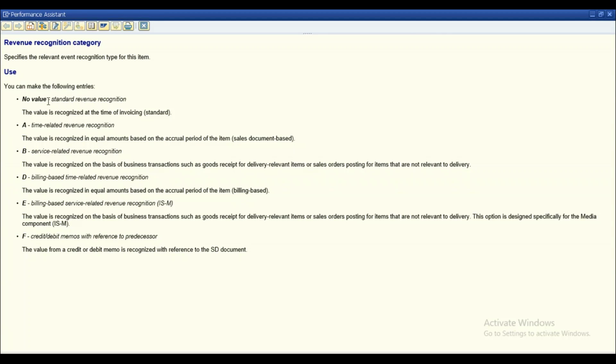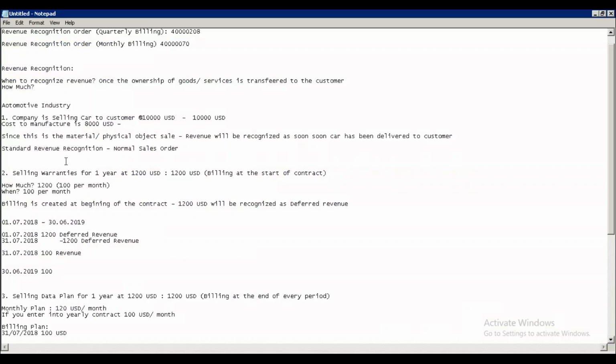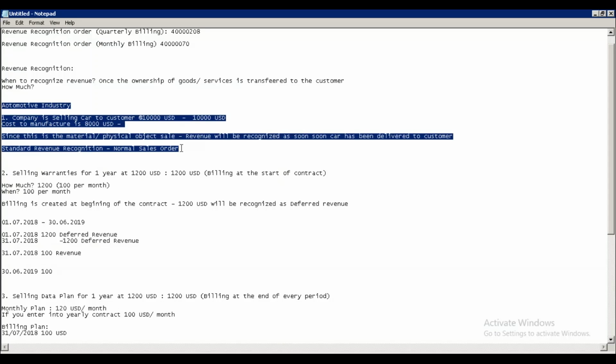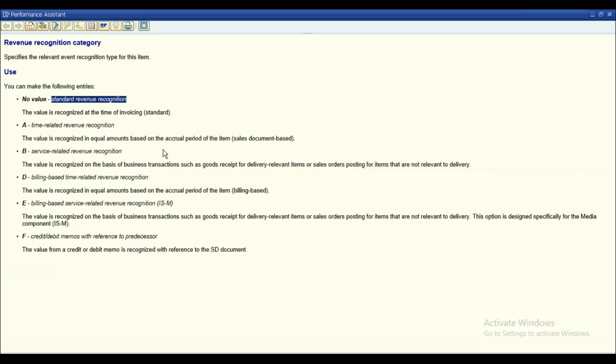Okay, so first one is no value, which means if you keep it blank, then it is standard revenue recognition, as I told you, the first approach, which has nothing to do with revenue recognition, which is very straightforward. When you do the billing, the system will automatically recognize the revenue, and billing will be done once the material has been delivered to the customer, which means using the normal sales order scenario.